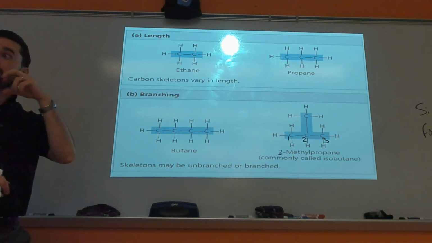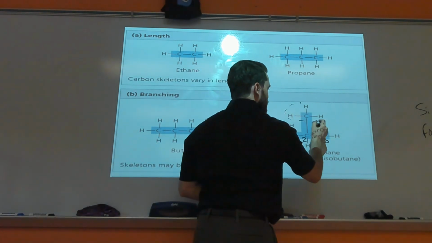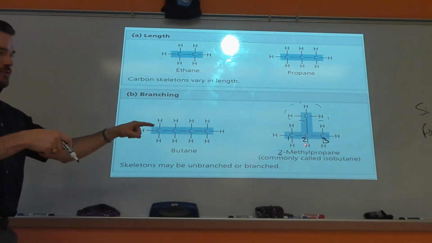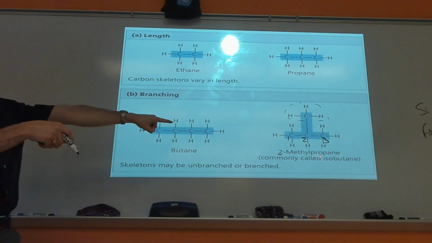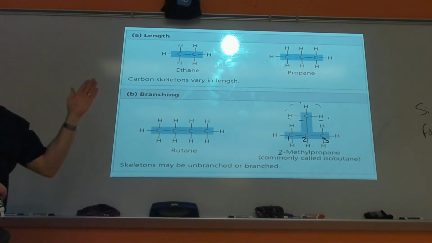Methyl is referring to methane, right? Methane was CH4. So here's the methyl group. So 2-methyl, methyl is coming off the 2nd carbon. And then propane, because the chain is 3 carbons long. Propane is always 3 carbons.